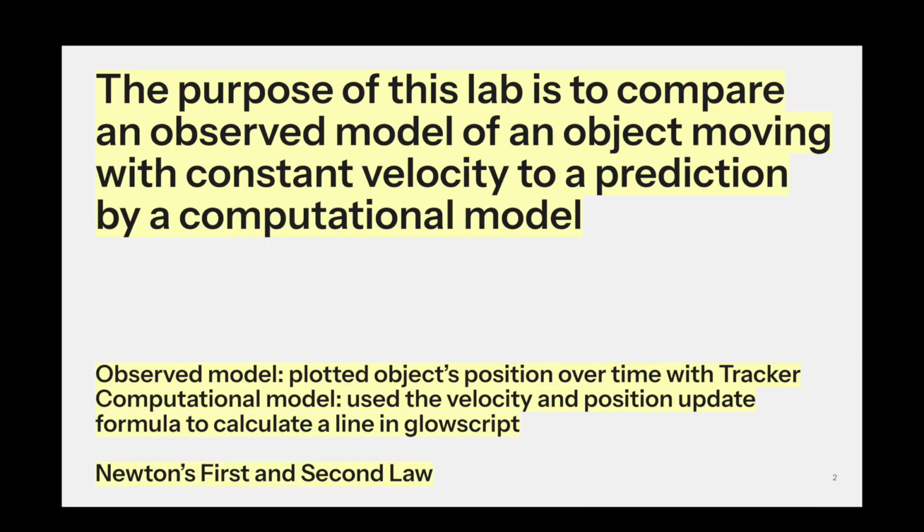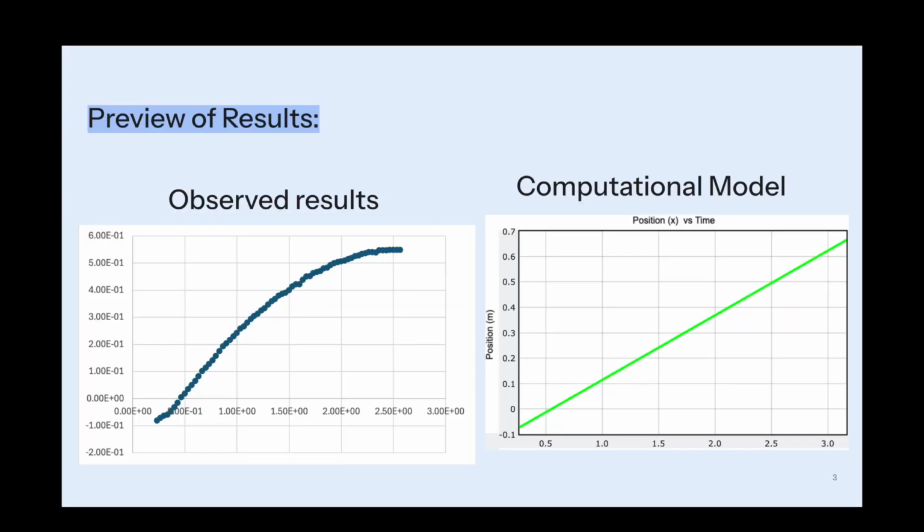The purpose of this lab is to compare an observed model of an object moving with constant velocity to a prediction by a computational model. The observed model is the object's position plotted over time in Tracker, and the computational model is when we use the velocity and position update formulas to calculate a line in GlowScript. The main physics principles we used were Newton's first law and second law.